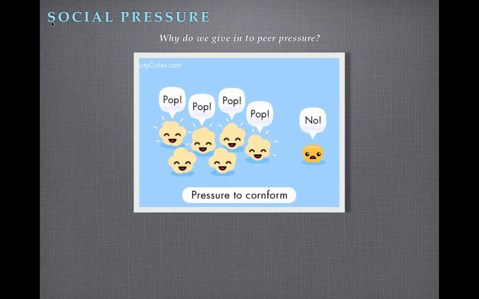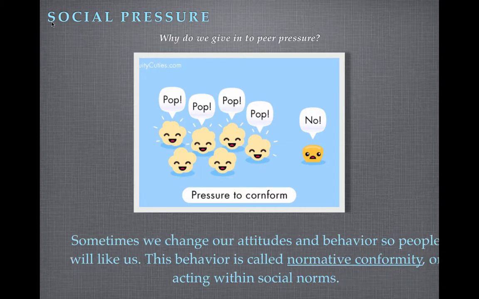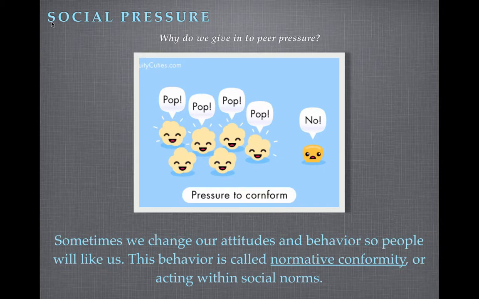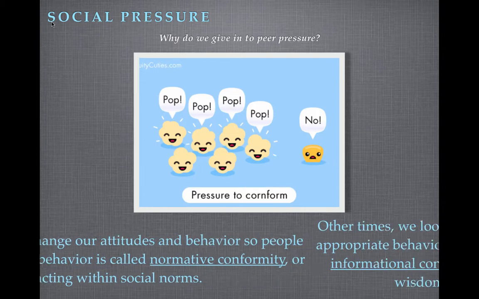Sometimes we change our attitudes and behaviors so people will like us. This behavior is called normative conformity, or acting within social norms, and generally happens when people are first introduced to a new situation or group. Why are we polite? So people like us. Why do people go along with an idea to TP someone's house when they know it's not a good idea? They want to be liked and included in the group in the future.